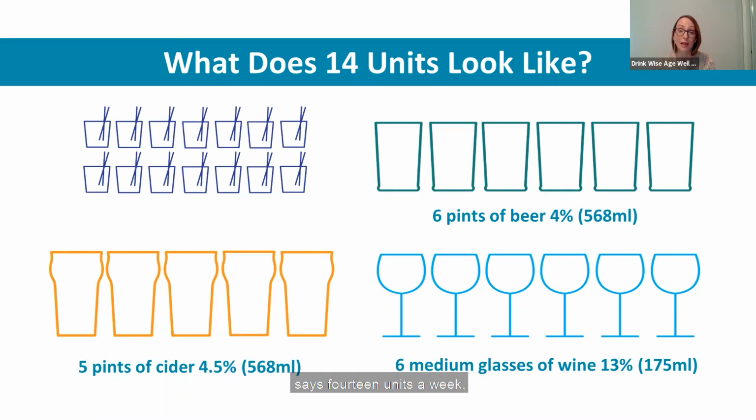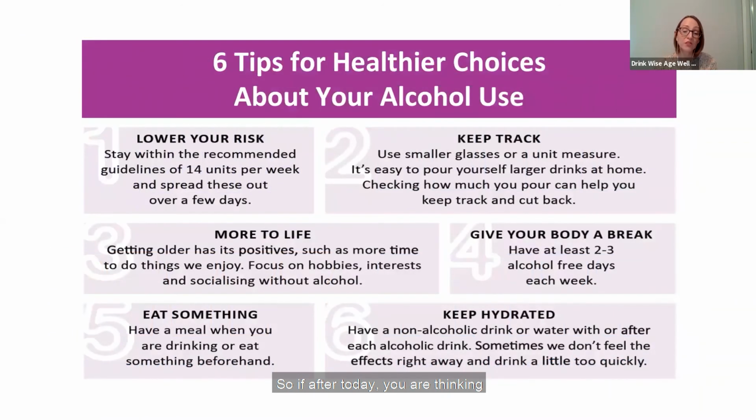Currently in the UK, the guidance is 14 units a week for anyone over the age of 18. However, we're very much trying to get people to just remember and consider that simple fact that as we age, alcohol does have more impact on the body. So if after today you are thinking that you would like to make a change to how much you're drinking, I'm now going to take you through 6 tips for healthier choices about your alcohol use.